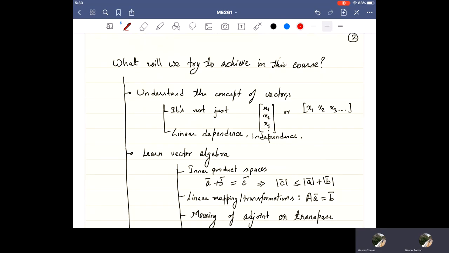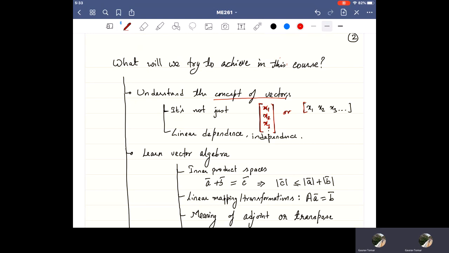In this course, what do we want to achieve? We want to understand the concept of vectors. Apparently, as you would learn in this course, a vector can be very different from what you've learned. For example, you have learned that the vector can be written in this form x1, x2, x3, or in this form x1, x2, x3, in the row form or the column form. We will learn that it's actually very different.